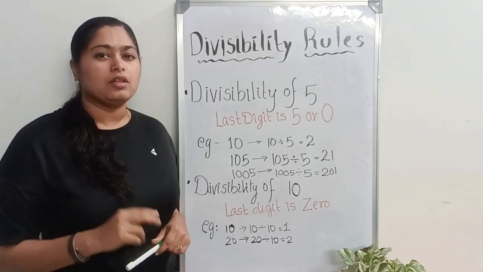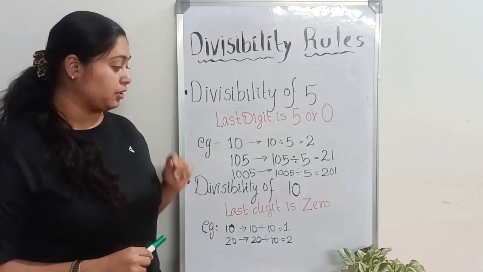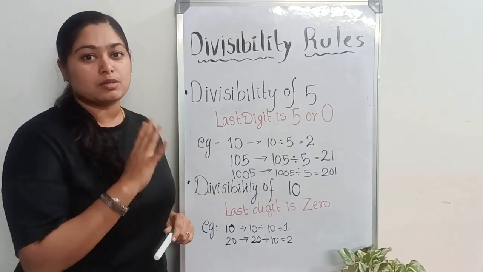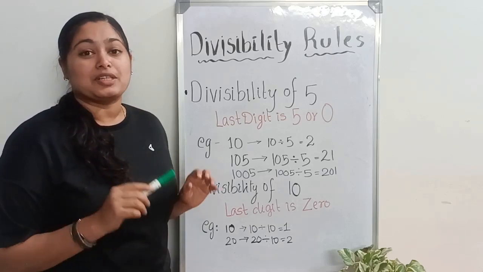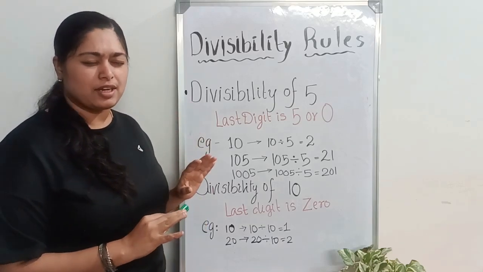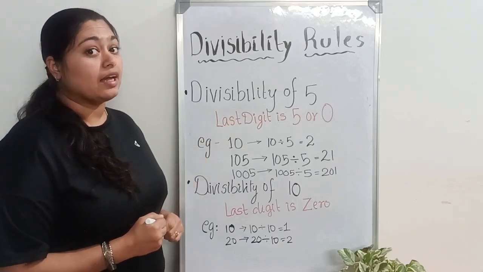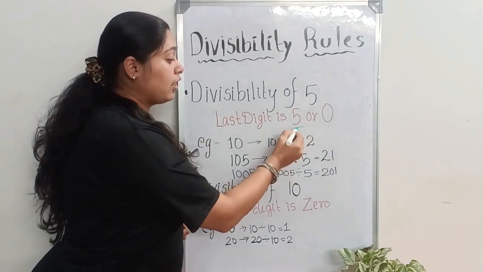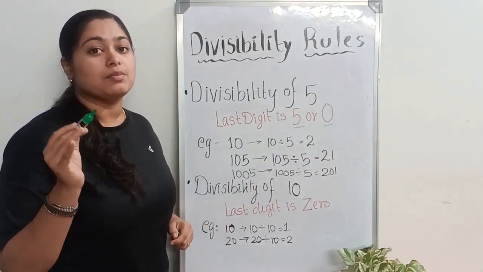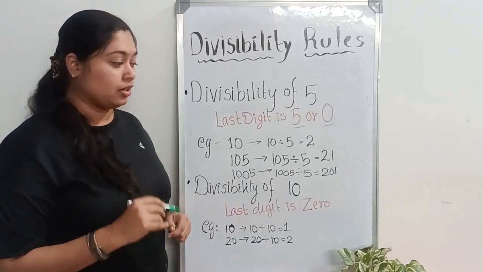Now let's continue with two more numbers. The divisibility rule of 5 and the divisibility rule of 10. In the whole divisibility rule, this is my favorite. Do you know why? Because this is the easiest to remember. The divisibility rule of 5 is very simple. You just need to check the last digit, and if the last digit is 5 or 0, then no doubt the number is divisible by 5, or 5 is a perfect factor of this number.